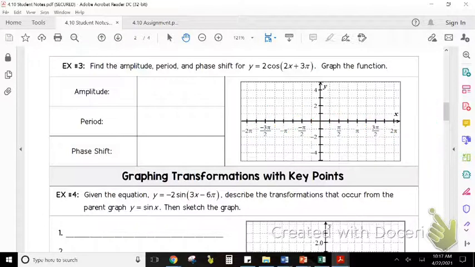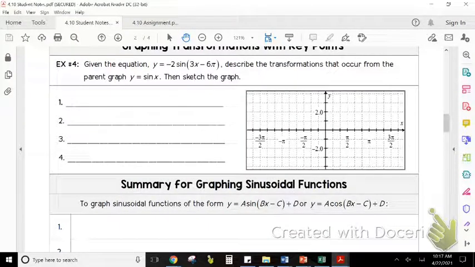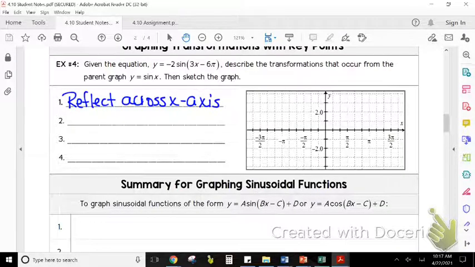So now moving on then, let's go to example 4. It says, given the equation y equals negative 2 sine of 3x minus 6 pi, describe the transformations that occur from the parent graph y equals sine of x, and then sketch the graph. All right, well, we see that there's a negative there, so we know that a negative is going to reflect our graph across the x-axis. So I'm going to write that down first. I also see the 2, which means that the amplitude is equal to 2, which also means we're going to have a vertical stretch by 2.